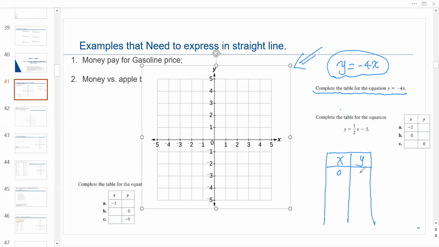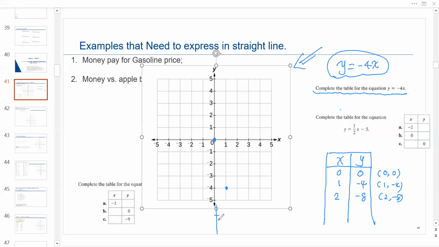So if x equals 0, y will be equal to 0, right? If x equals 1, y will be equal to -4. If x equals 2, y equals -8. All right, we found the 3 dots. Let's use the 3 dots first. So 0, 0, this pair is 0, 0, right? This is 1, -4. This is 2, -8. So 0, 0 is right here, exactly this point, right? When x equals 1, y equals -4 is right here. When x equals 2, y equals -8.